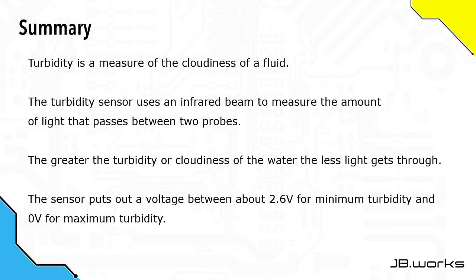So to summarize, turbidity is a measure of the cloudiness of a fluid. The turbidity sensor uses an infrared beam to measure the amount of light that passes between the two probes. And the greater the turbidity or cloudiness of the water, less of that light gets through. And then finally, the sensor puts out a voltage between about 2.6 for the minimum turbidity, or very clean water, and goes down to 0 volts for very dirty water with a very high turbidity.